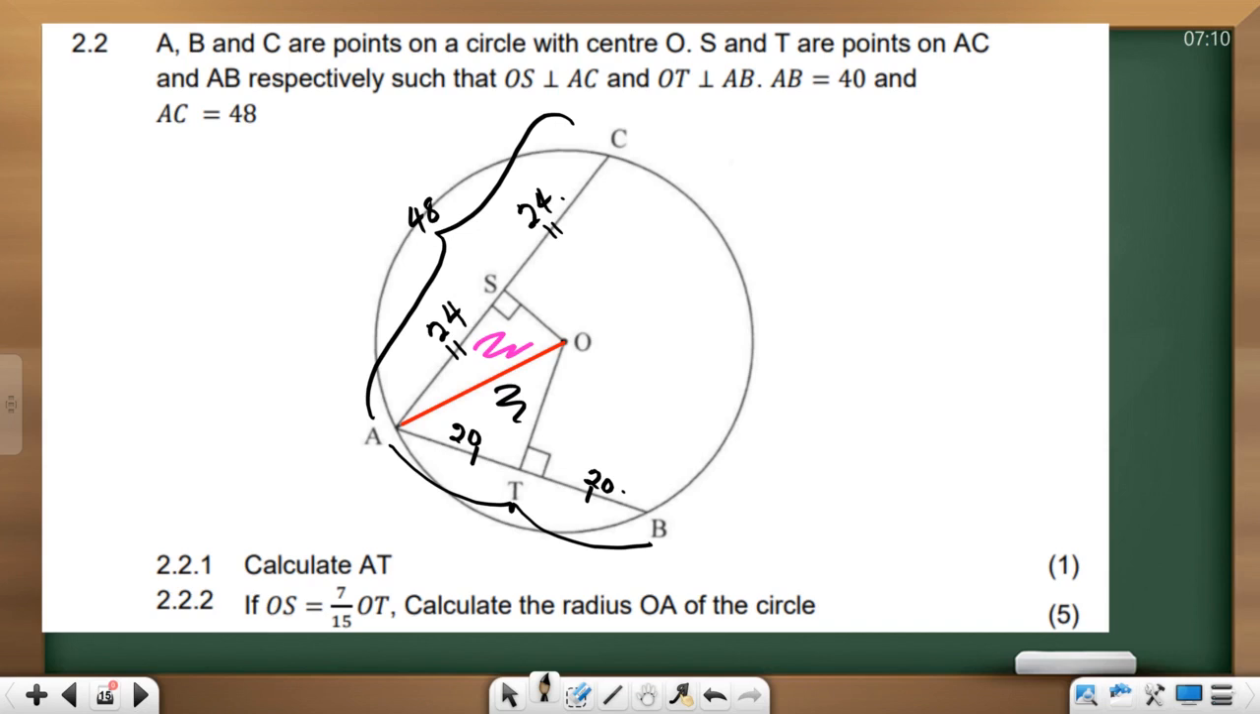Let's look at the black triangle here. OA, which is the radius, is a common side, and it's the hypotenuse. Can I say OA squared equals OT squared plus AT squared? Let's do something to make it easier to see these letters. I'm just going to do something here quickly.